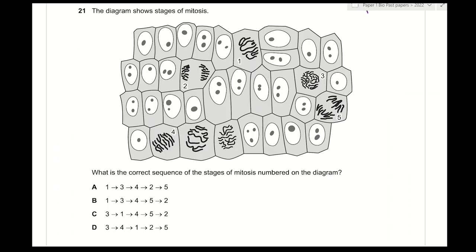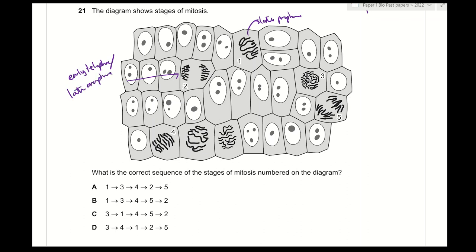Question number 21. The diagram shows stages of mitosis. What is the correct sequence of stages of mitosis numbered on the diagram? So let's start with 1. 1 here appears as almost late prophase. Here, because we could see condensed chromosomes that are far apart from each other. Now, for 2, here we could see almost early telophase or late anaphase.